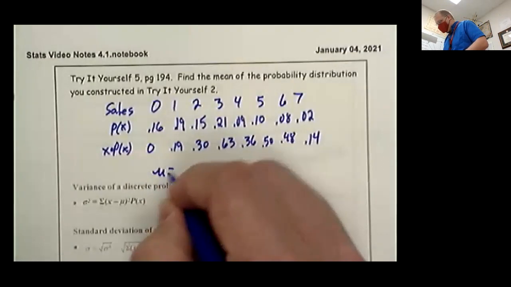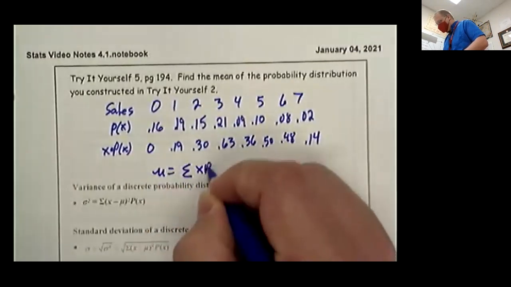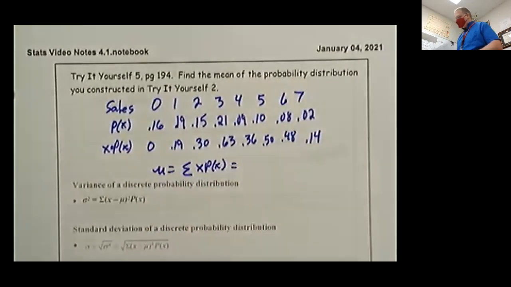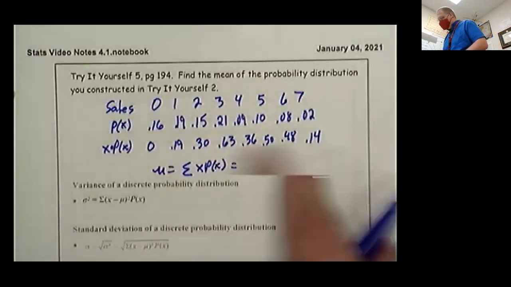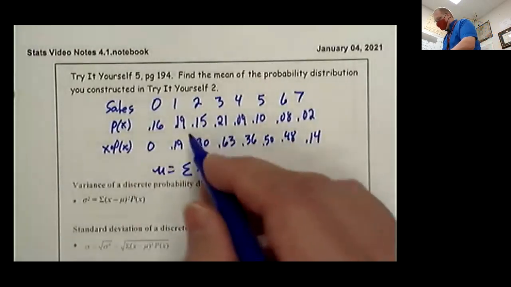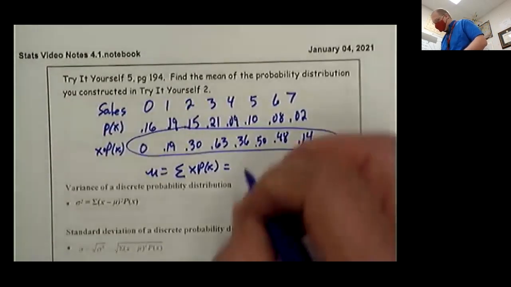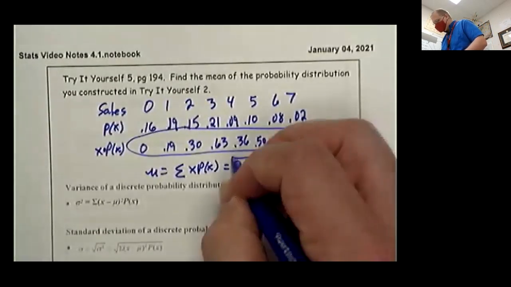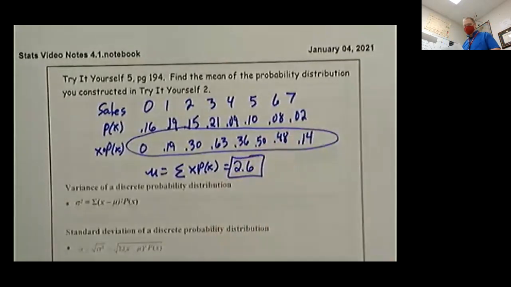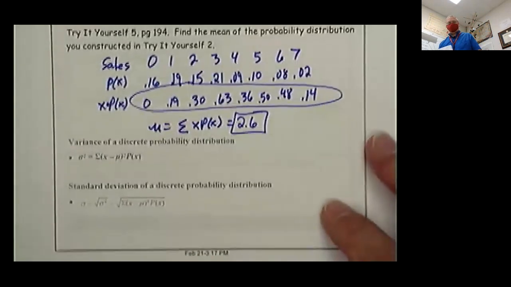Our mean then is the sum of the x's times the p of x's. And we're going to add up all of those values, all these together. And when we do that, we should get 2.6. So there's our mean. The next thing we're going to look at is our variance and standard deviation.